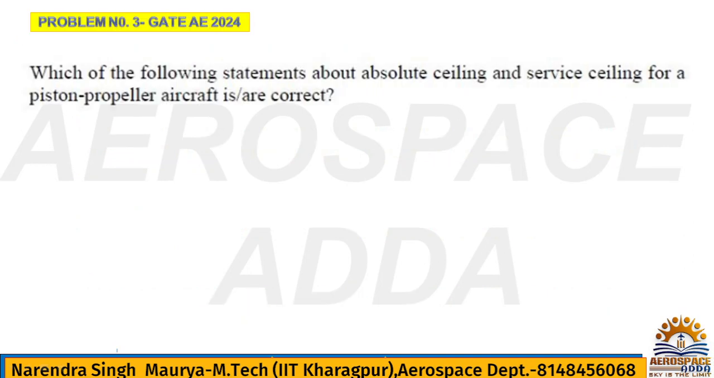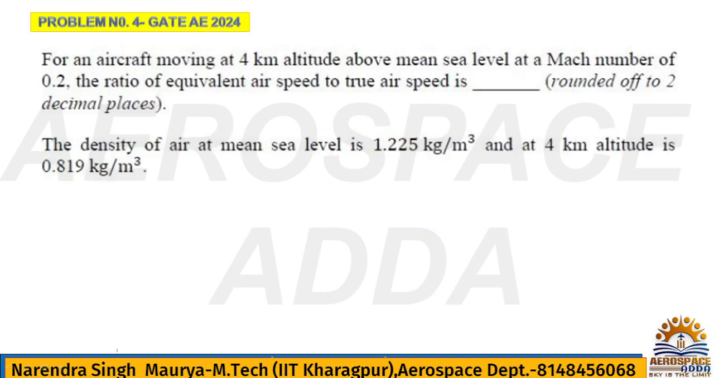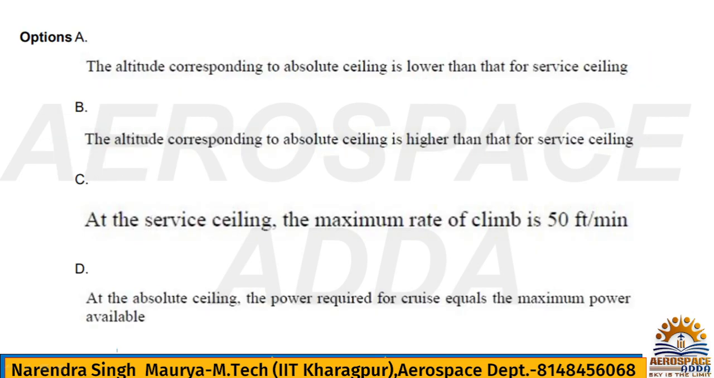Now, the question is, which of the following statements about service ceiling and absolute ceiling for the piston propeller aircraft is or are correct? So you have to find which are correct. Before going into this, I will tell you a few things, like what the service ceiling and absolute ceiling are. Obviously it is already explained in the regular class, but I just want to remind you. Second, for the last option, the power required for the cruise equal to the maximum power, what is the meaning of it? That also I will tell you. Then we have to go for the answer.